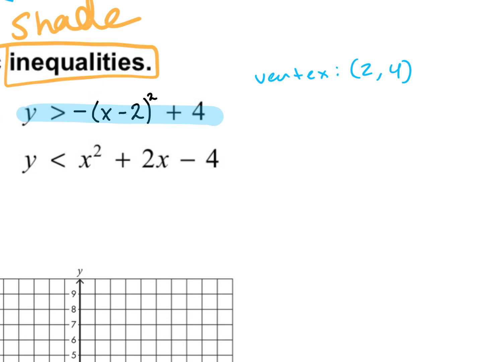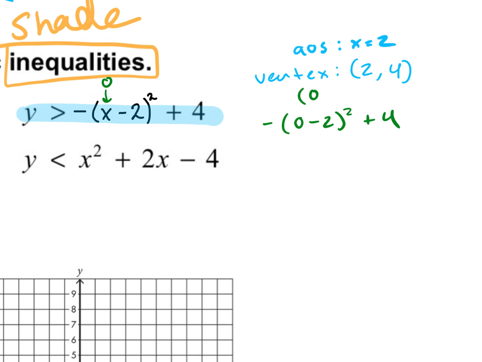Sure, we can plug in 0. Anything close to our axis of symmetry. Our axis of symmetry here is what? x equals 2, so anything close to 2. 0 works, that's fine. 0 is going to be an easy number to plug in. So we're going to plug in 0. We have -(0 minus 2) squared plus 4.